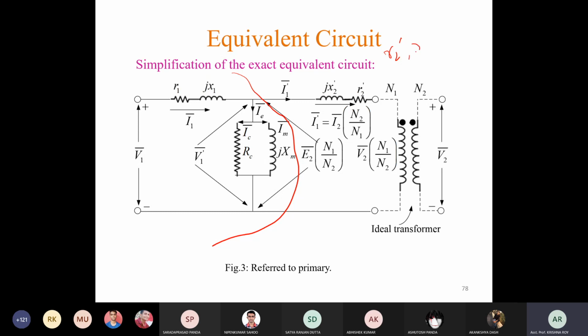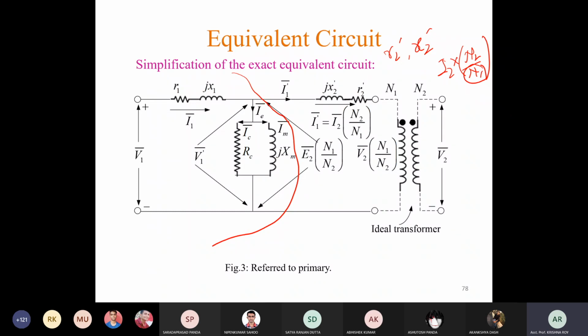So R2 dash is the secondary winding resistance referred to primary. X2 dash is the secondary leakage reactance referred to primary. I1 dash is the load component of primary current, which is equal to the secondary current I2 when referred to primary side. How is this current referred? Current is referred using the inverse ratio. So I2 when referred to primary side will be multiplied by the inverse ratio N2 by N1. We are referring to primary side, so here it will be N1.